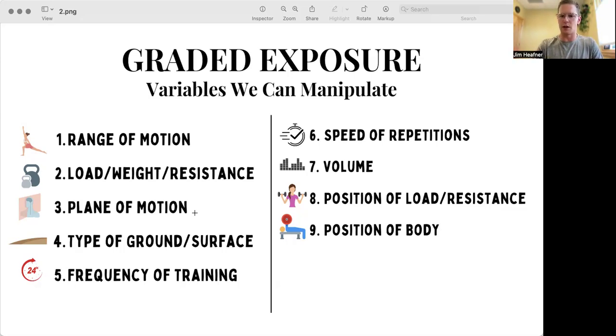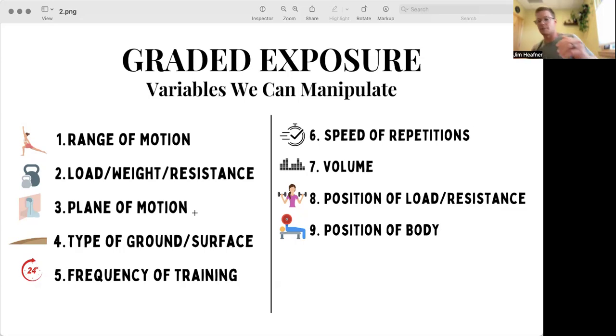Volume, position of the load or resistance. That's going to help change, basically, your position relative to gravity. So if you can change how you're working a muscle relative to gravity, that's going to give you options on how to train a muscle differently.